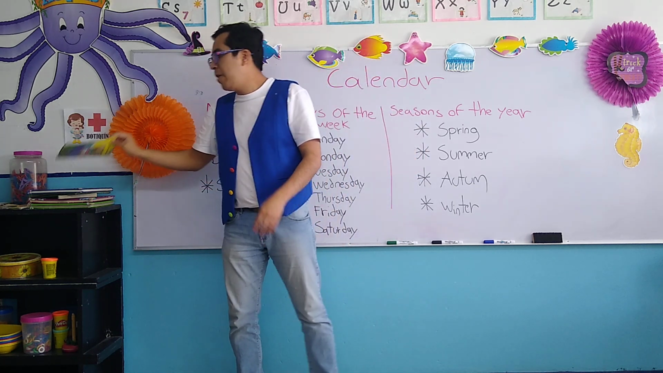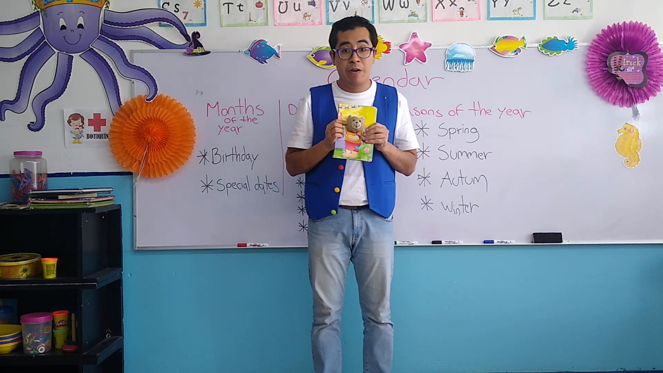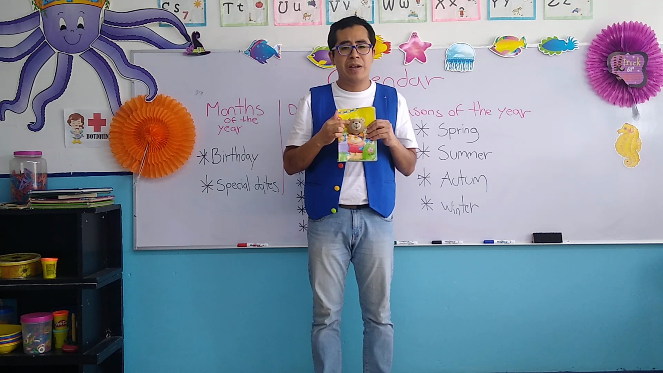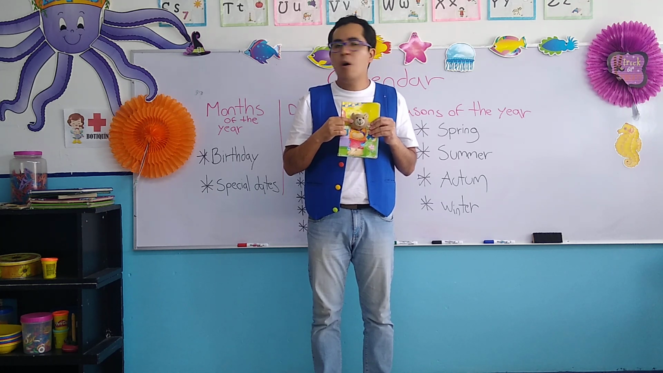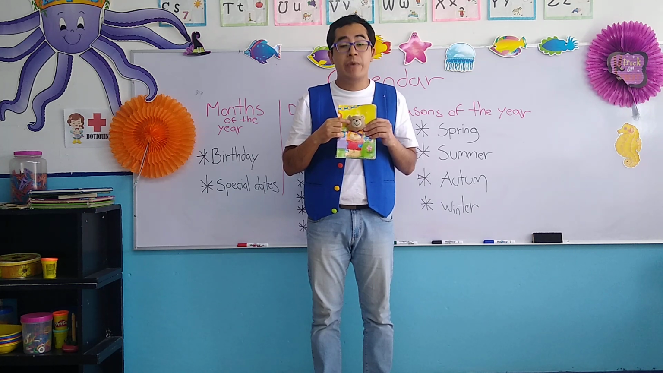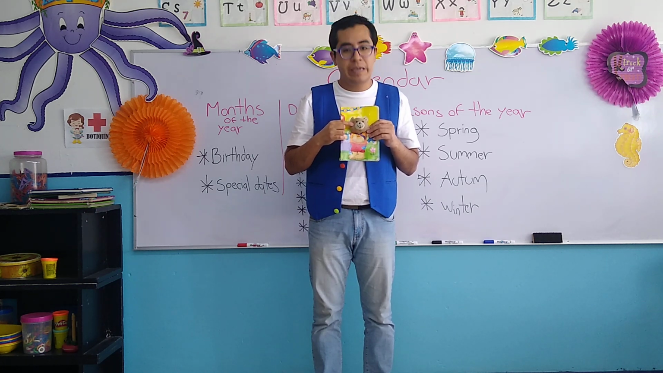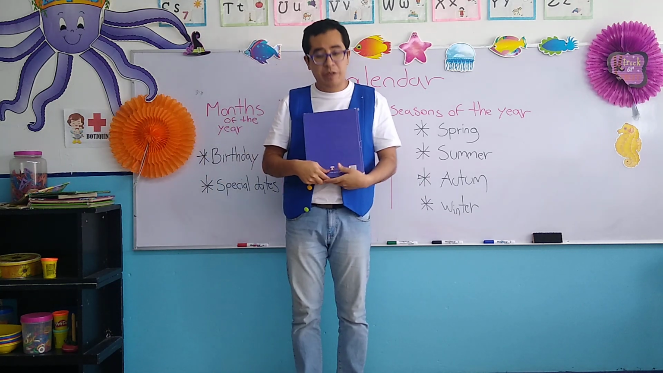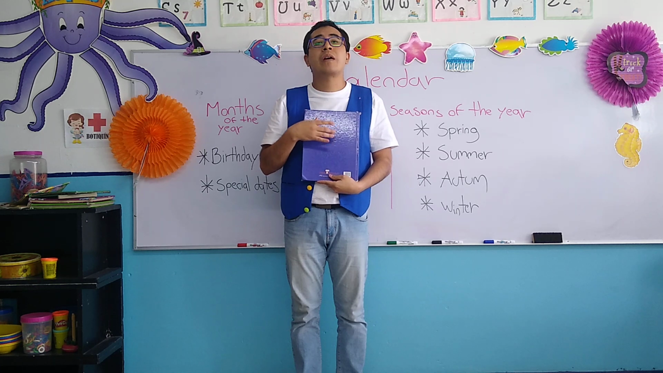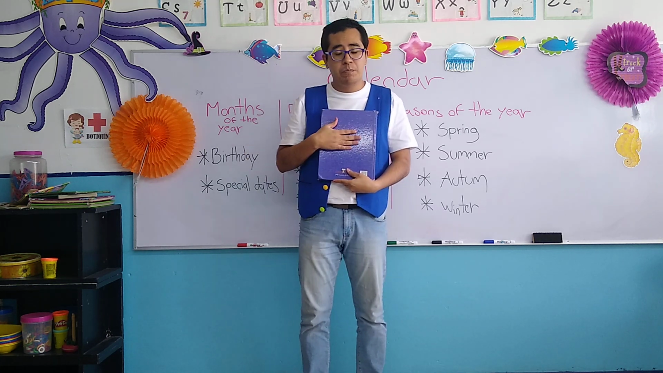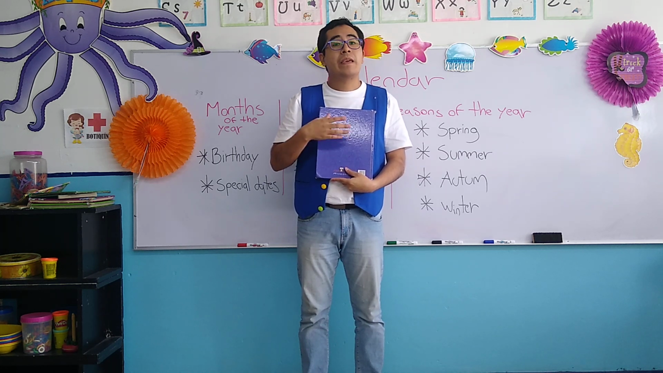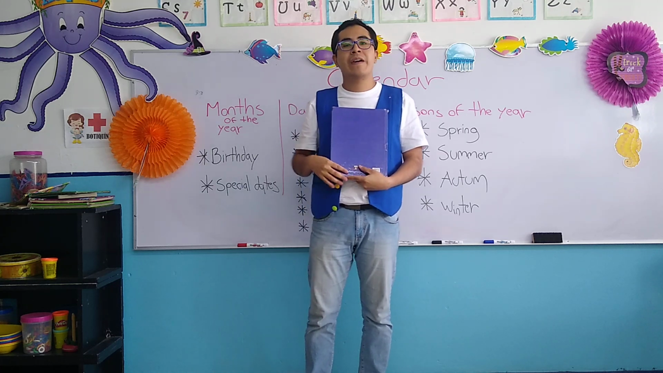For example, right here again we have a bear. This is an animal called bear. Now the color of the bear, is it green? No, it isn't. Is it brown? Yes, it is. Okay? Now, this object right here, which is a book, let's talk about the color. The color of this book, is it yellow? No, it isn't. Is it purple? Yes, it is. Okay? Very good.